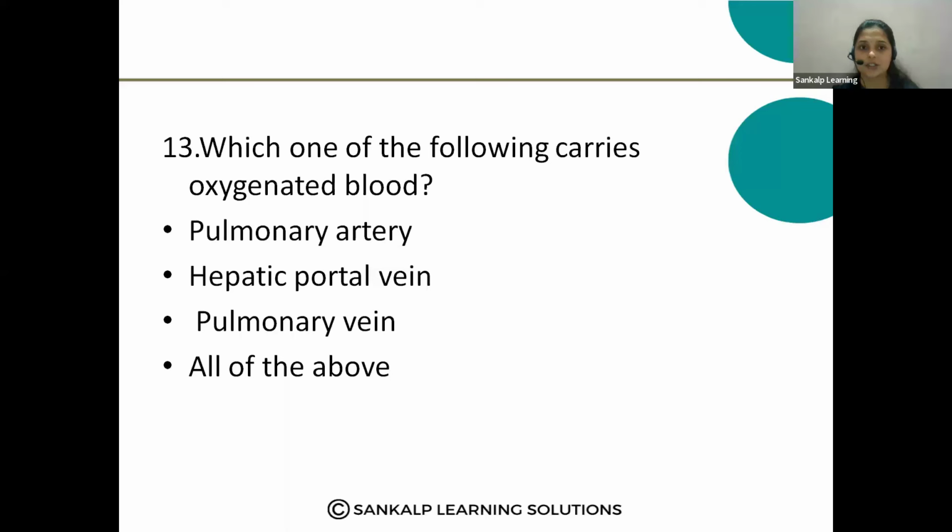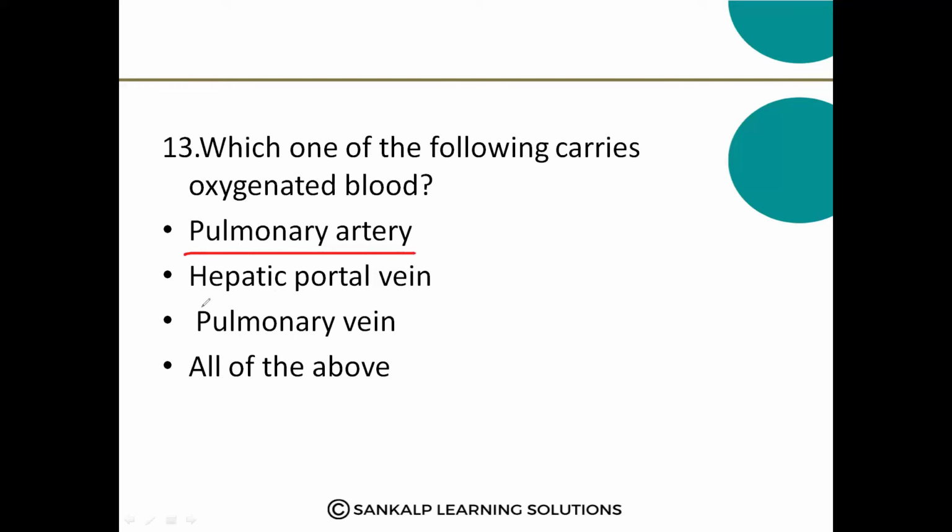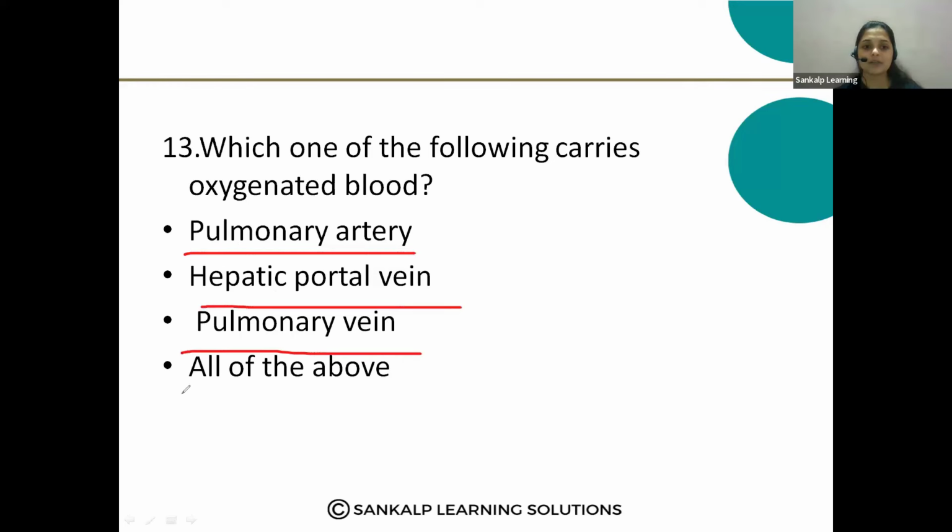Next question is, which one of the following carries oxygenated blood? Here, in the heart, different types of veins and arteries are there, right? The options are pulmonary artery, hepatic portal vein, pulmonary vein, and all of the above. Oxygenated blood is carried from the heart to the different parts of our body by a specialized artery called the aorta.